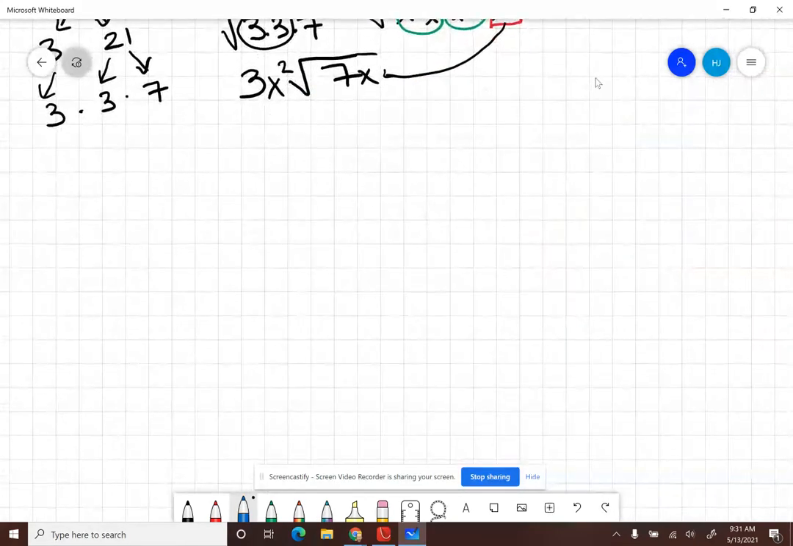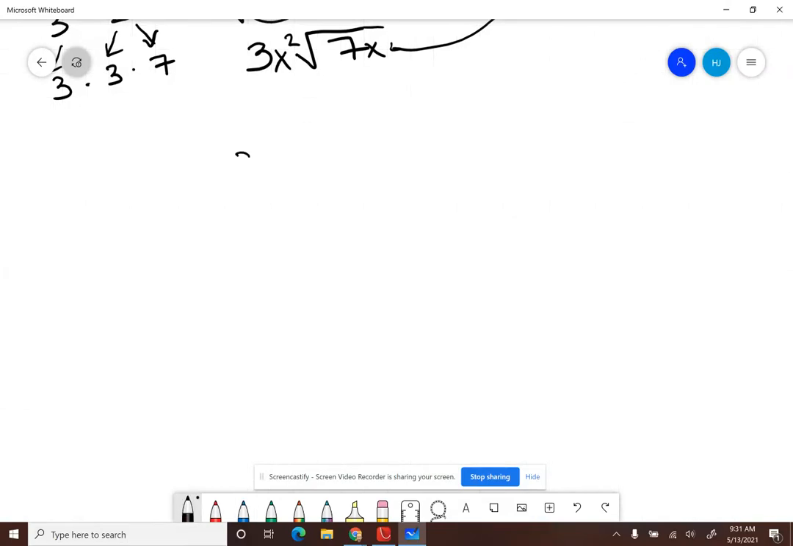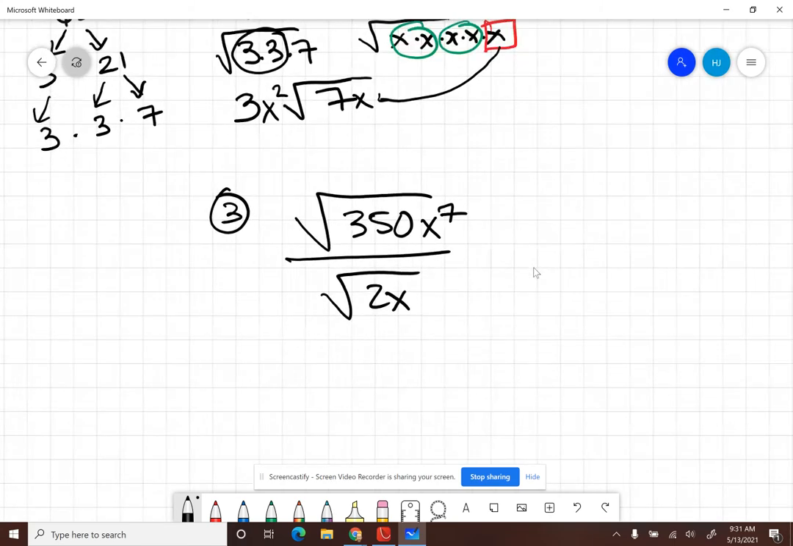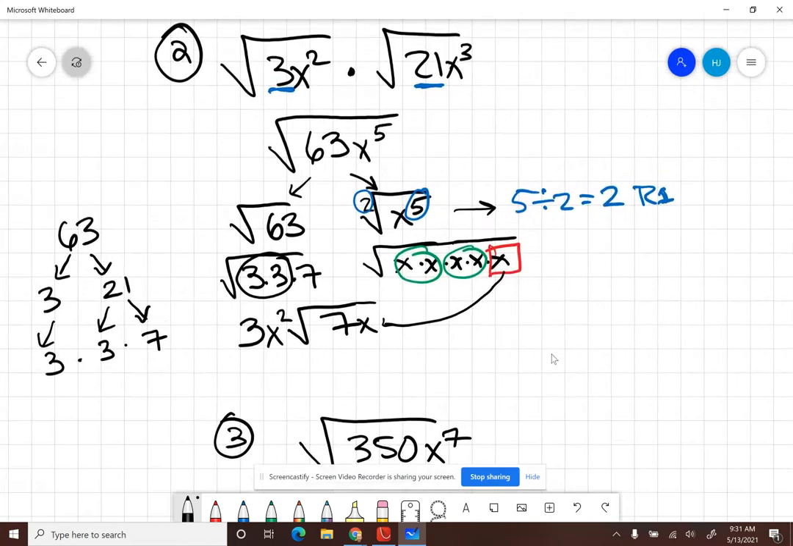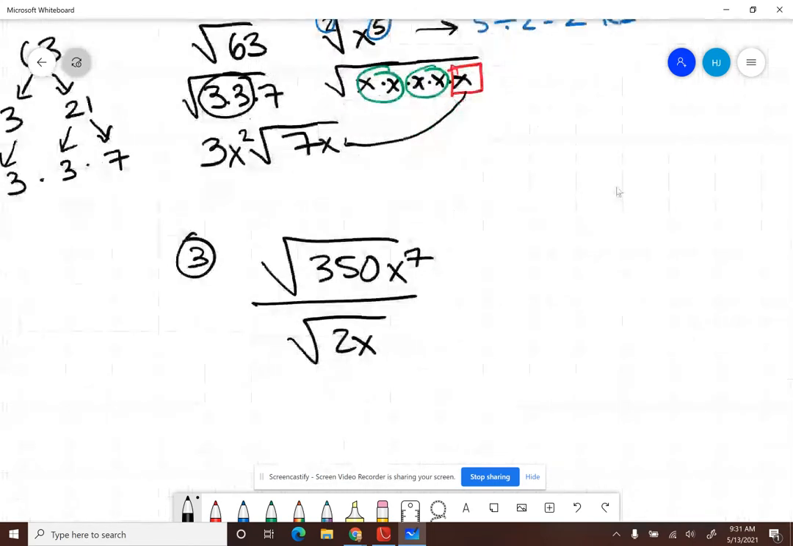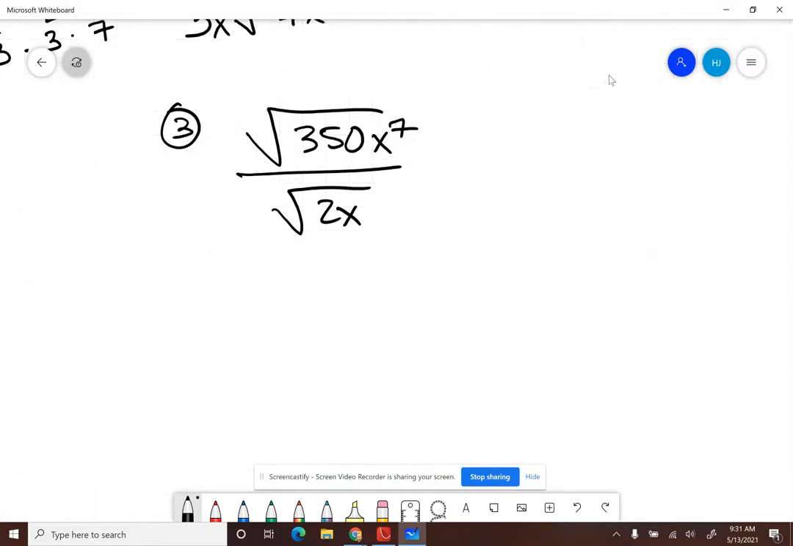All right, so let's look at number 3, which is a division problem. So number 3, we have the square root of 350 x to the 7th over 2x. You notice up above here, I took a problem that was already together and split it into 2 parts. Well, you can also do that same thing, but you can actually put all of this underneath one radical. And in this case, it really does help you see what's going on. So let's take this same thing, and I'm going to put it all under one radical like this.